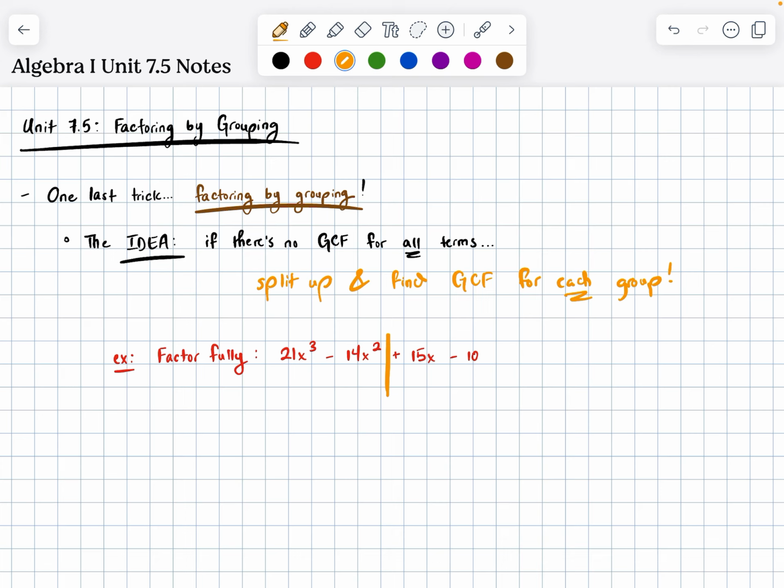Who cares? 21x cubed minus 14x squared. I need to find a GCF. How am I going to do it? Once I do it, I need to give myself some parentheses. What's the question I want to ask about my parentheses? Take 30 seconds. Try it out. Go.